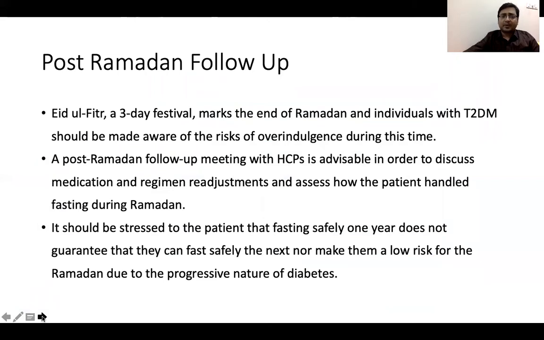What are the things that we follow up in the post-Ramadan period? Eid al-Fitr, a 3-day festival, marks the end of Ramadan, and individuals with type 2 diabetes mellitus should be made aware of the risk of overindulgence during this time. A post-Ramadan follow-up meeting with the healthcare physician is advisable in order to discuss medication and regimen readjustment and assess how the patients handled fasting during Ramadan. It should be stressed to the patient that fasting safely 1 year does not guarantee that they can fast safely the next, or make them low risk for Ramadan, due to the progressive nature of the disease, because with time the medication history changes, the patient compliance changes, and overall outcome also changes.